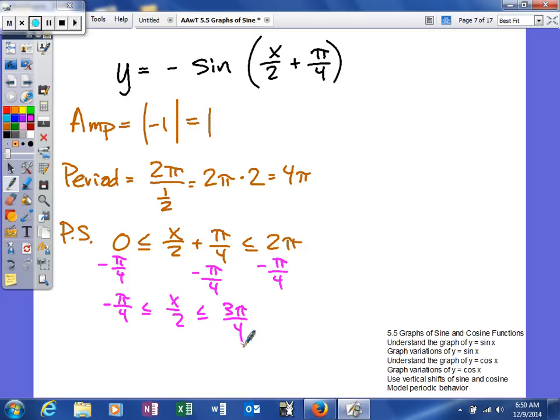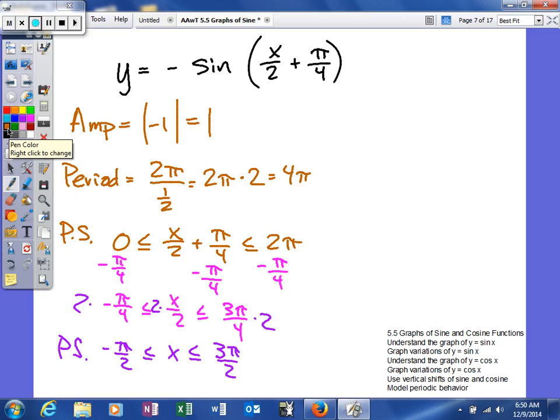What we're going to do next is multiply by 2 to solve for x. So I'm going to multiply each part by 2. I can't be selective in what I multiply by 2, so I'll get negative pi halves here. It's less than or equal to x, which is less than or equal to, looks like 3 pi halves. Okay, so that's our phase shift. That'll tell us where our graph is going to start and where our graph is going to end. Next, we're going to find our divisions, by taking our period, 4 pi, and dividing by 4. And we'll get pi.